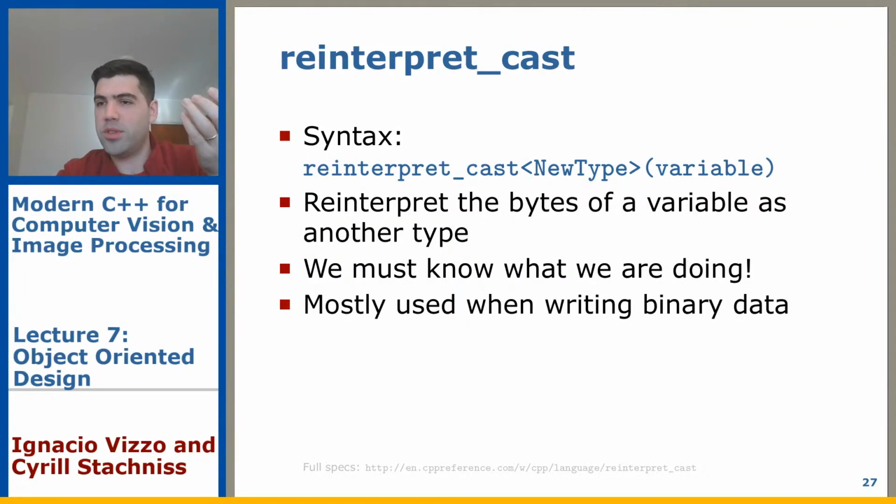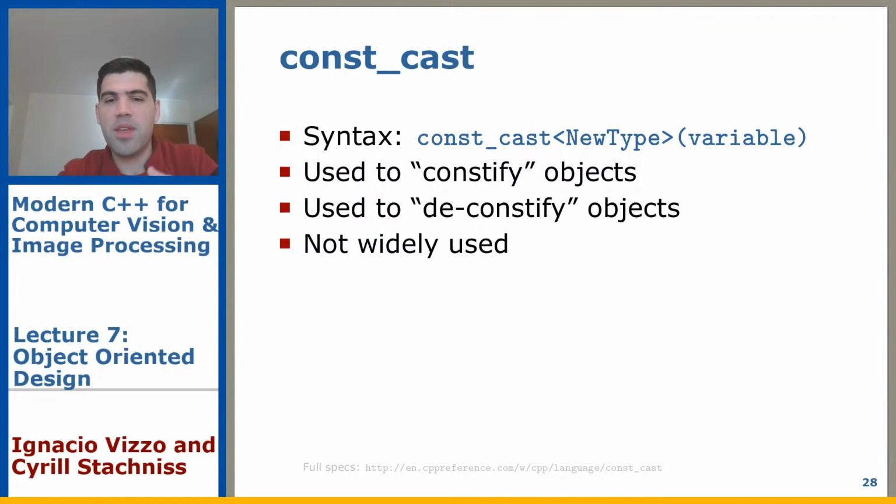This one is the one we saw two lectures ago. You just reinterpret the bytes of a given variable as another type, and this is extremely unsafe because the compiler says, okay, you know what you're doing. If you have 8 bytes and you say this is a floating point, it's up to you. So this is really a low-level cast that you should only use whenever you write binary files. And then the const cast is basically to add or remove const from any object.